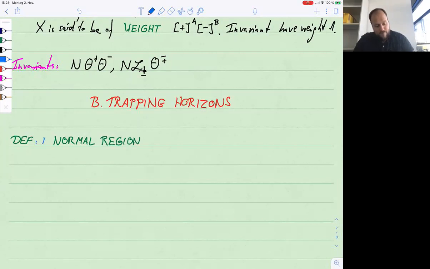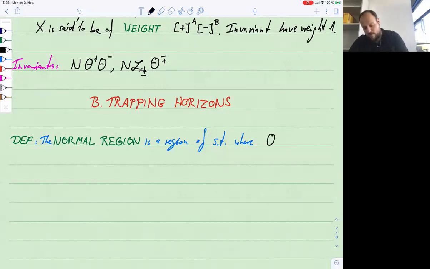Okay. So now we know that we have to involve those things in order to get an invariant definition of horizons. And first we want to define something useful, which is called the normal region. The normal region is a region of space-time where we use the invariant quantity and we choose n to be 1, where this holds everywhere on S.